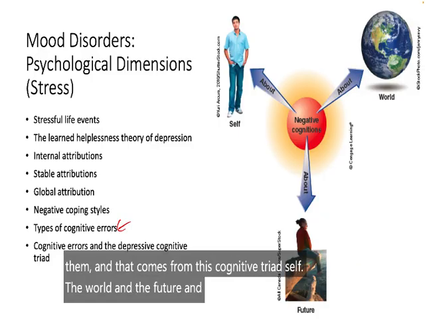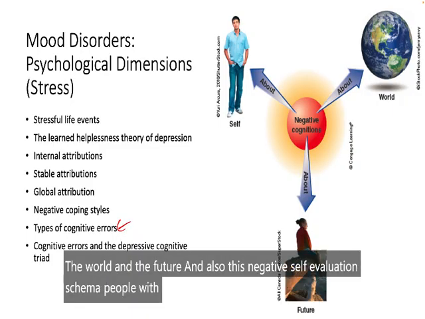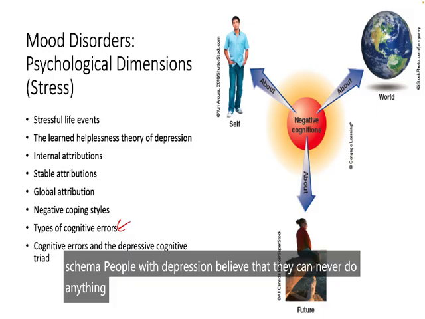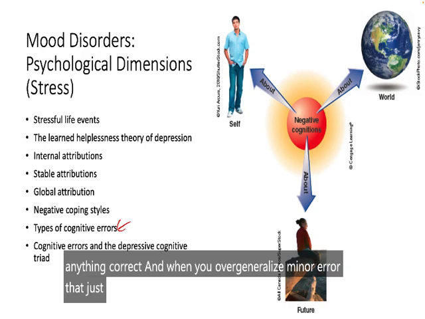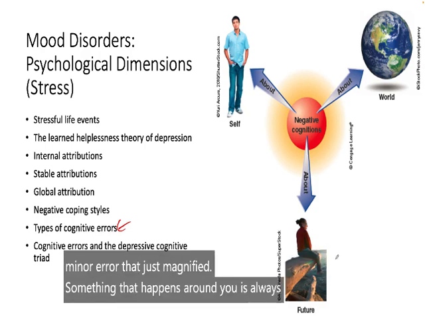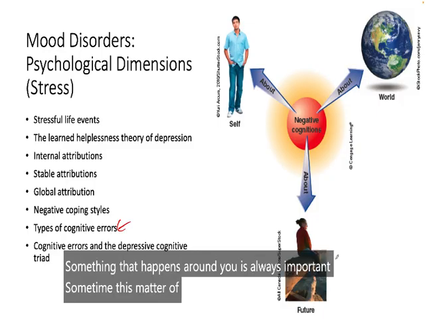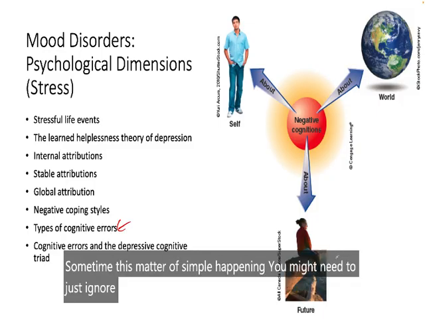And also this negative self-evaluation schema. People with depression believe that they can never do anything correct. And when you overgeneralize a minor error, that just magnifies it, as if something that happens around you is always important. Sometimes it's just a matter of a simple happening, and you might need to just ignore it. That's crucial to keep in mind.